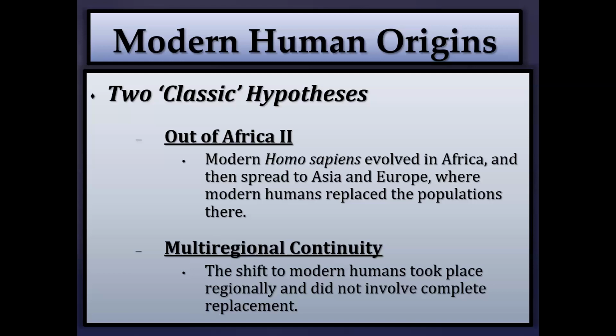So out of Africa, or also sometimes called out of Africa 2, is basically stating that modern Homo sapiens evolved in the continent of Africa and then spread to Asia and Europe, where modern humans gradually replaced any other hominid population that they encountered. So you can also think of this as the complete and total replacement model. This model states that Homo sapiens originated in Africa 200 to 300,000 years ago. They left the continent of Africa and migrated to the rest of the old world, which is what we know today as Europe, the Middle East, and Asia.